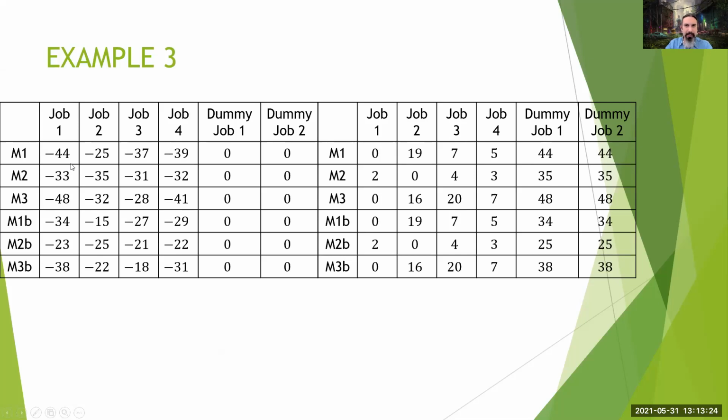So let's start by getting rid of these minuses, because I have to make sure that there are zeros in here. And what I have to do is just start with finding the minimum value of the row, which is minus 44, and subtract minus 44 from everything in the row. Well, that's easy. This is 0, this is 19, 7, 5, 44, and 44. Because if I subtract minus 44 from 0, it's plus 44. Same thing from here. The minimum value, minus 35. Subtract minus 35 from everything over here. Minus 48, minus 34, minus 25, minus 38. Subtract them all. So you get this table.